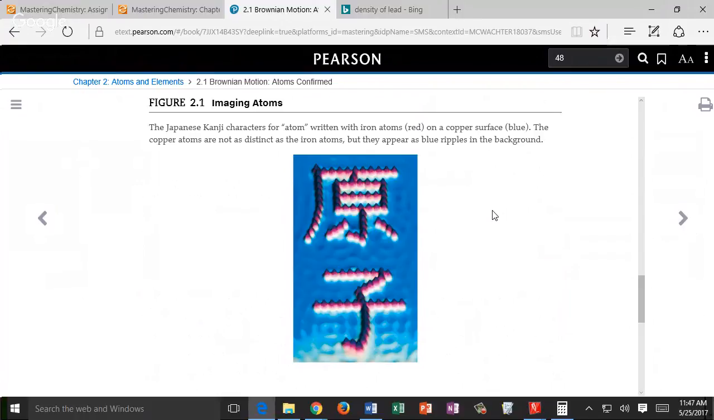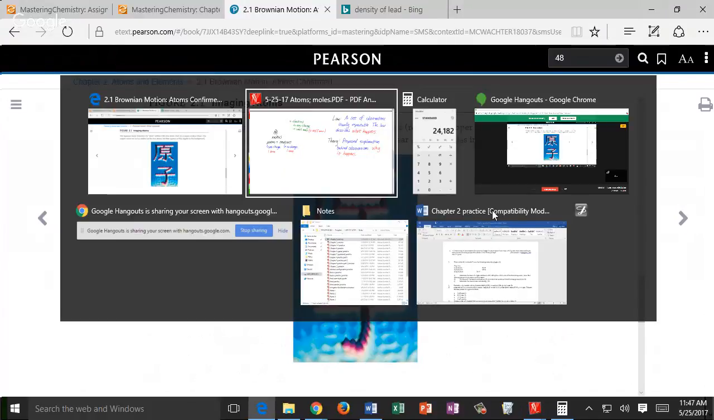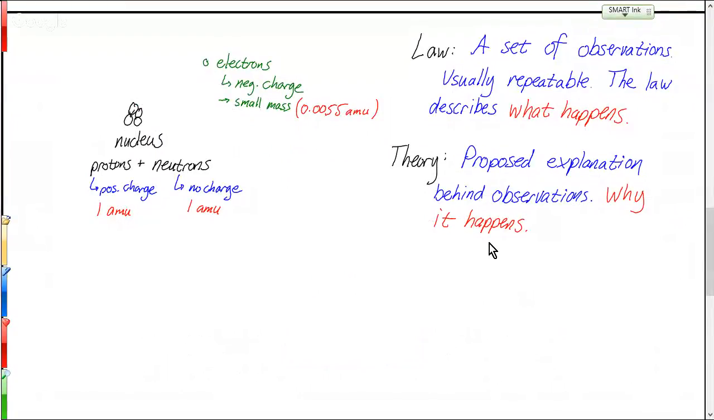So the Japanese kanji characters for atom, written with iron atoms on a copper surface. So the blue surface is actually copper atoms, and the little dots that you see in black and red are iron atoms. So is that pretty good evidence that atomic theory is correct? Would you say? I mean, yeah, they're there, right? This is something from something called a scanning tunneling microscope. You're actually not looking at a picture of atoms. So it's not quite right to say that we can see atoms. We're seeing the effects of the atoms on their surroundings. But again, it's pretty good evidence that things are indeed made of atoms. And the entire discipline of chemistry attests to that as well. So remember that a theory can be just as certain with something like atomic theory, this idea that stuff is made of atoms. That's a pretty good thing.